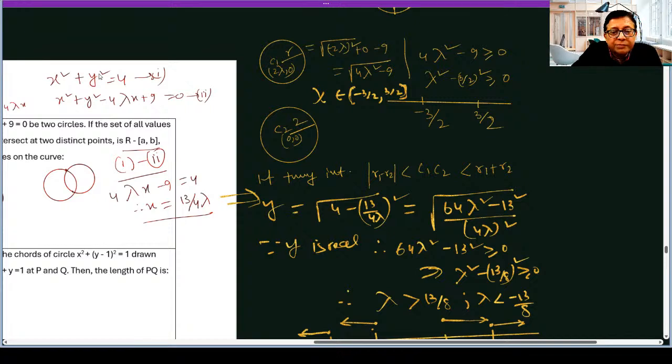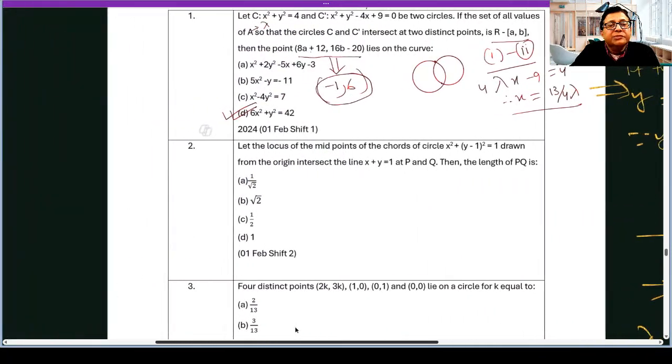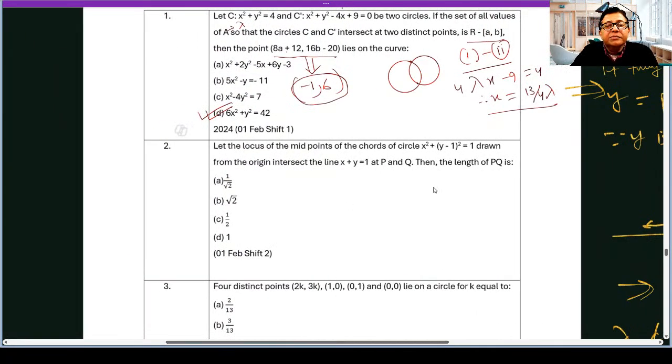Sir, where do we get this equation y equal to root over 4 minus? Because x square plus y square is 4. X we got over there, 13 by 4 lambda. Isn't it? So put and get lambda from there. Now read the next question. Let the locus of midpoints of chords of circle, just read and do.